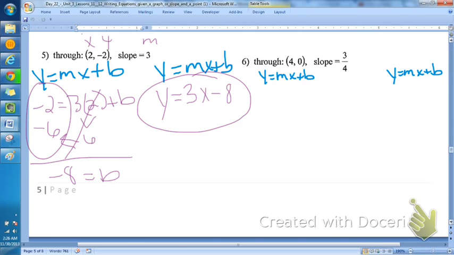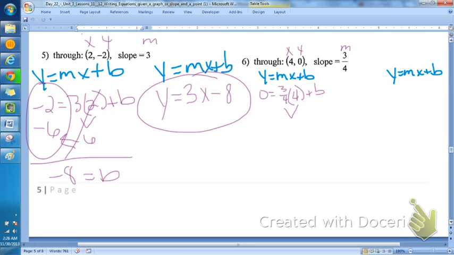Okay, question number 6, and this will be the last practice problem to wrap up this lesson. First step is plugging in your x, y, and m value into the first equation. So y is equal to 0, m is equal to 3/4, x is equal to 4, plus b.